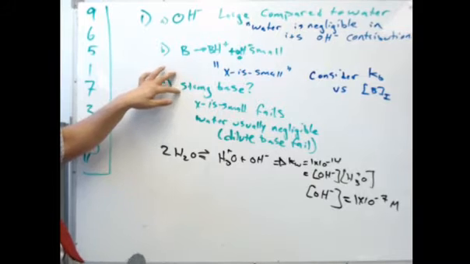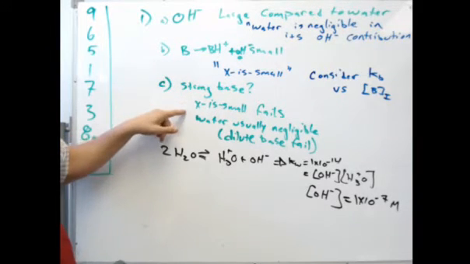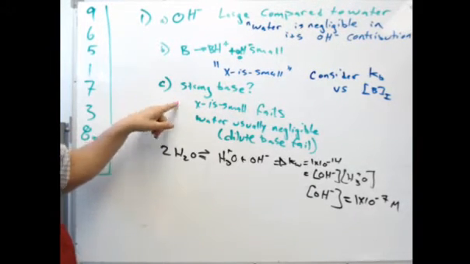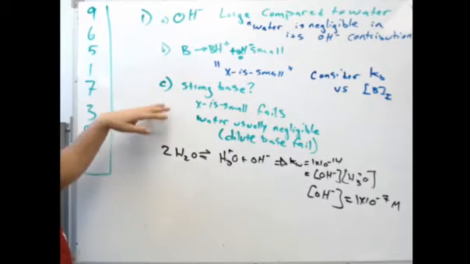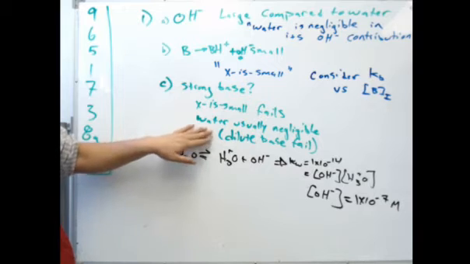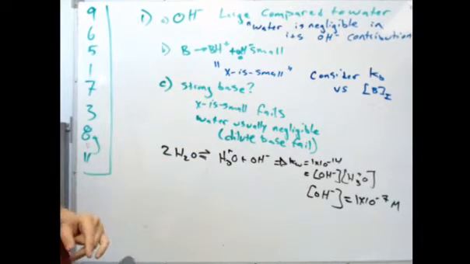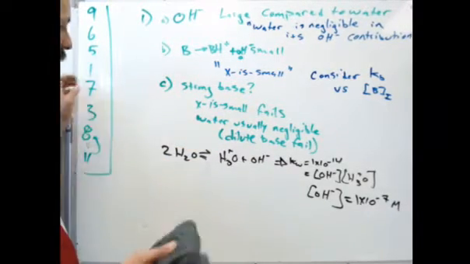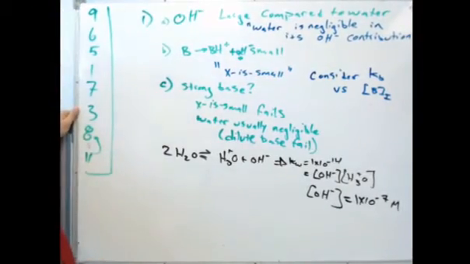But since the Kb is still large, the assumption that X is small is going to fail, right? The large Kb is going to say that it's still going to completely dissociate. So X is small always fails. Water is negligible fails if we have dilute bases. Great. Any questions on that?